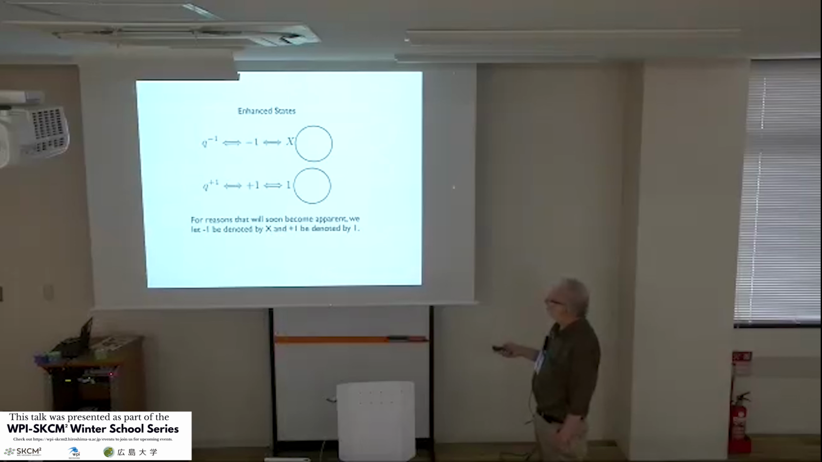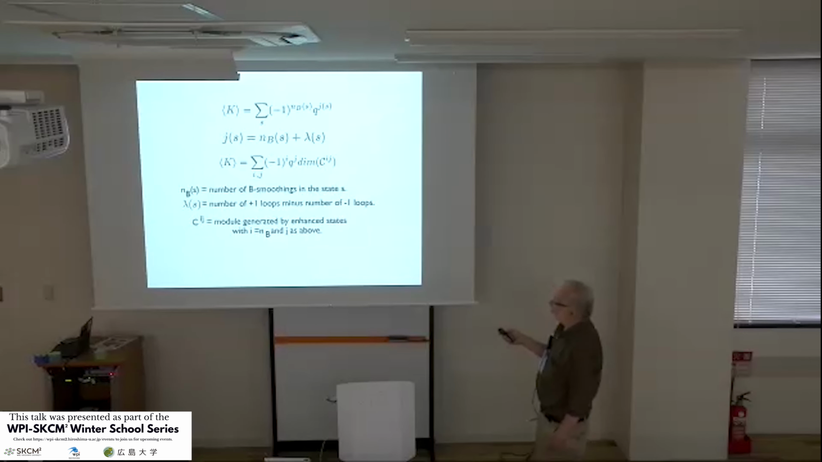And then I'm telling you a convention. Perhaps I should have waited. But it turns out that it's a good idea to call the labeling by -1 X and the labeling by +1 1, and you'll see why in a few minutes. But I'm going to do that. I'm going to have a label change called X and 1 rather than -1 and 1.